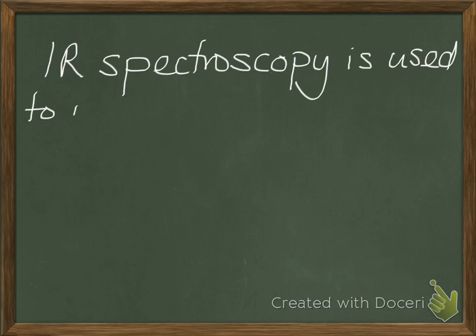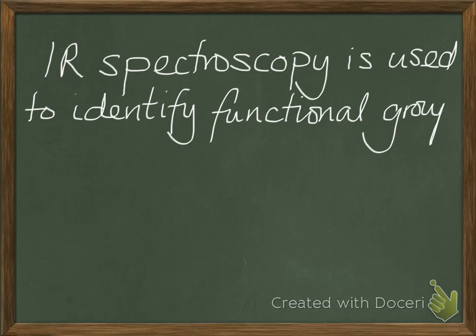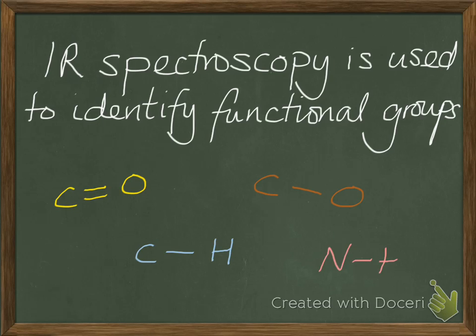Essentially, IR spectroscopy is about identifying functional groups. There's going to be a limited number of groups that you will have to know, and the ones that you have to know are just drawn below. We've got the carbonyl group, C double bond O. You also have to be able to spot where you have a C single bond O, CH, NH and OH.